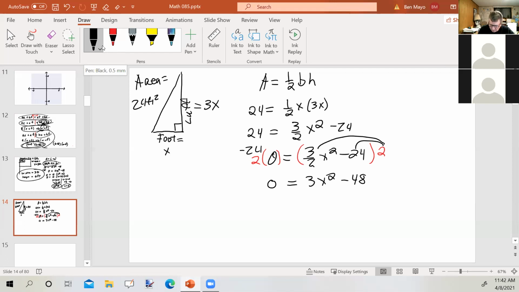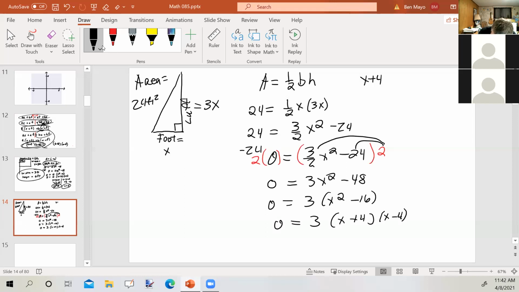All right. Now, I'm going to factor out a 3, which is the greatest common factor. Then I've got the difference of 2 squares, x plus 4, x minus 4. Take each factor and set it equal to 0 and solve those first degree equations. So x is -4, x is +4.